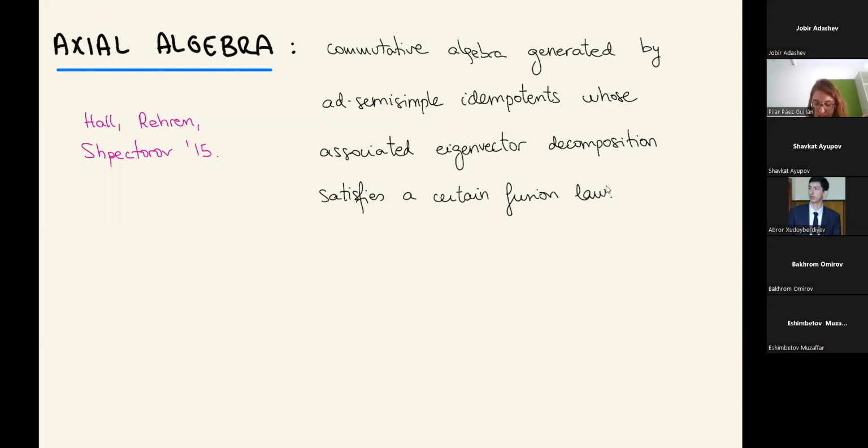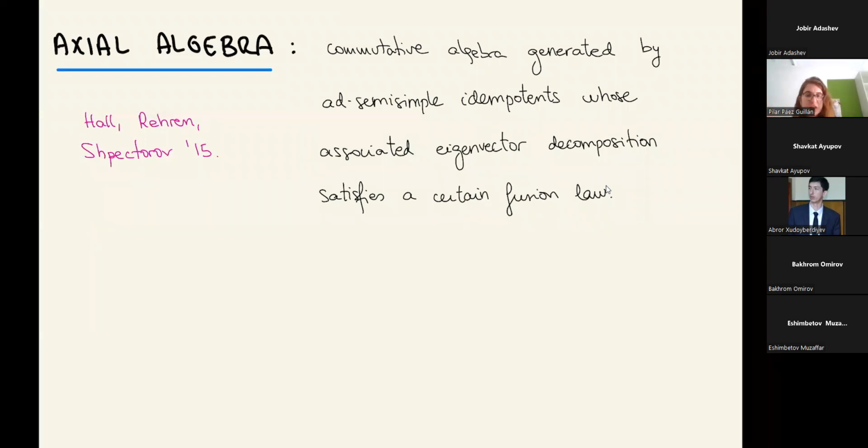So what are axial algebras? They are commutative algebras which are generated by idempotents. These idempotents have to verify some conditions. They have to be semi-simple, so the operator multiplying by the left has to be semi-simple, or diagonalizable in finite dimension. And the associated eigenvector decomposition has to satisfy a certain fusion law, whatever that means for now.